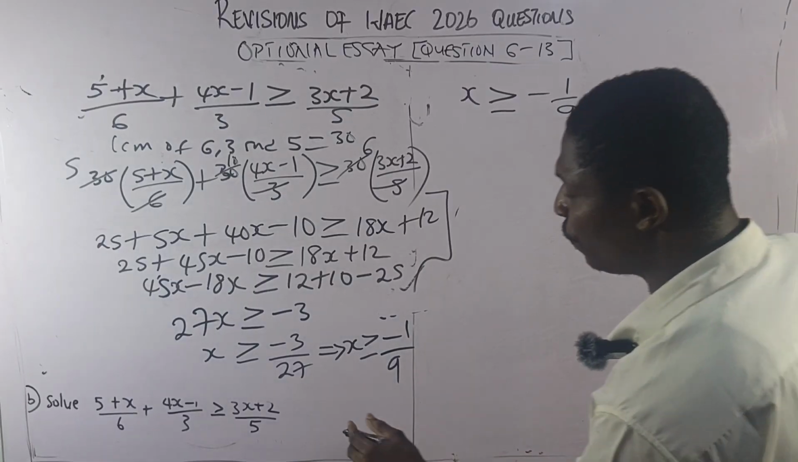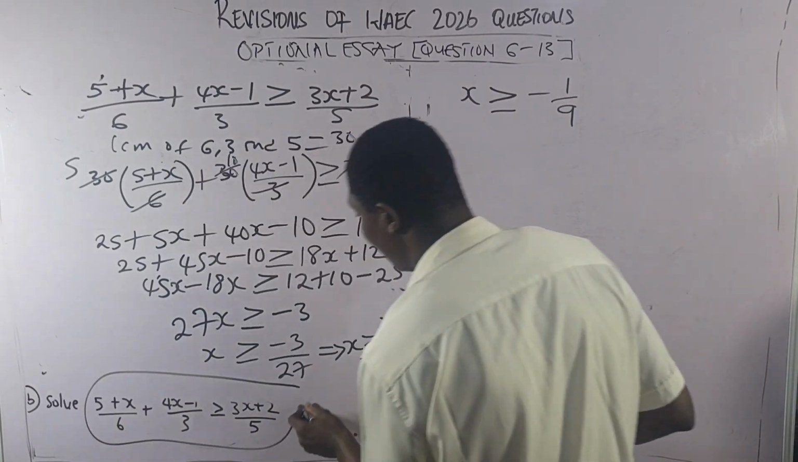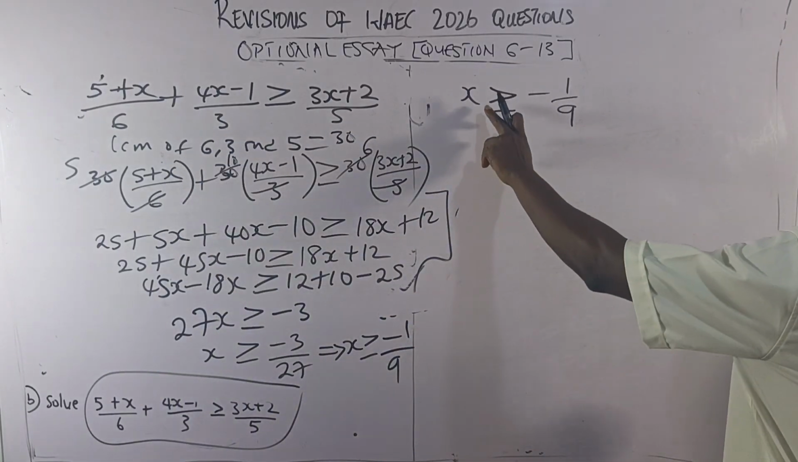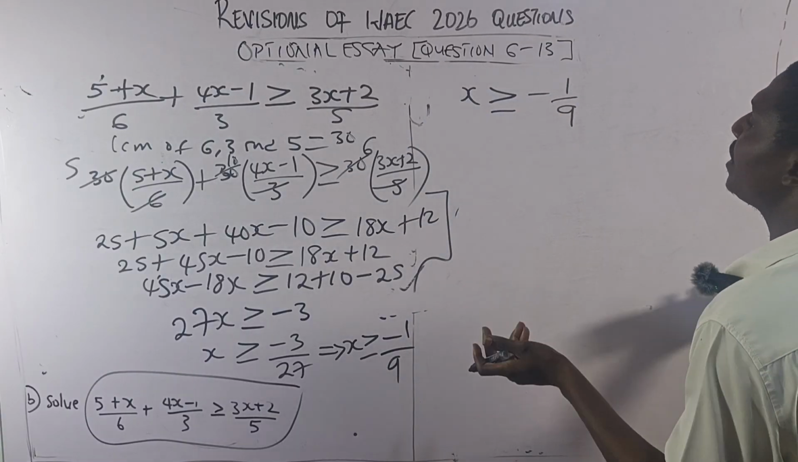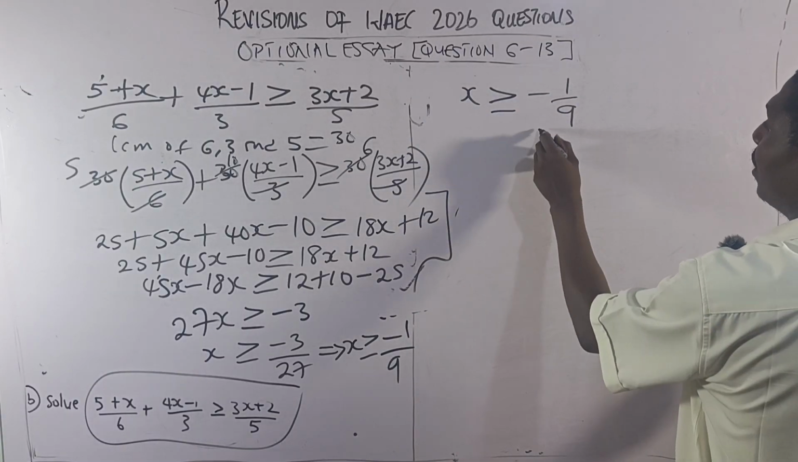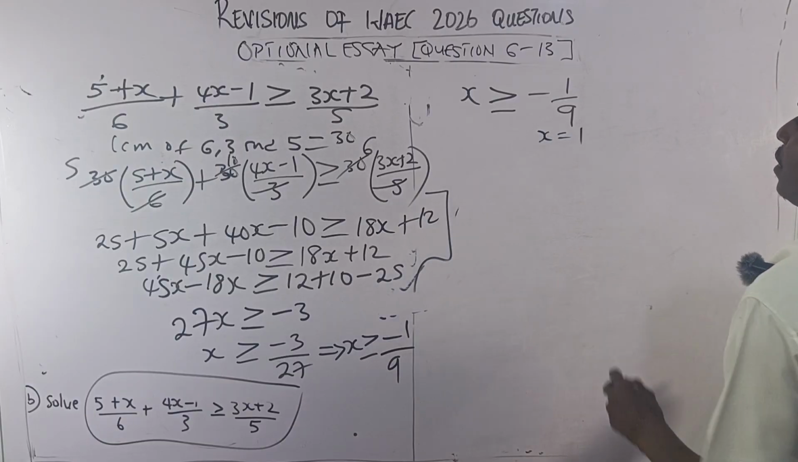How do we even verify in an exam if our answer here is correct? It says x is greater than or equal to minus 1 over 9. To make it easy, I can simply pick x to be equal to 1.